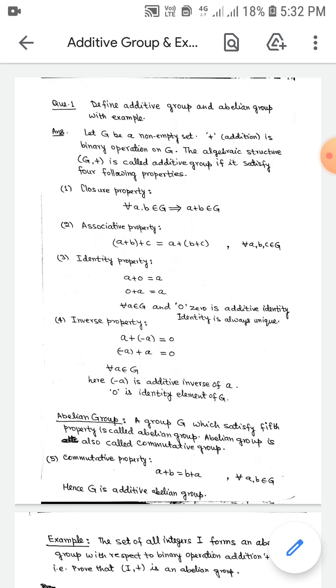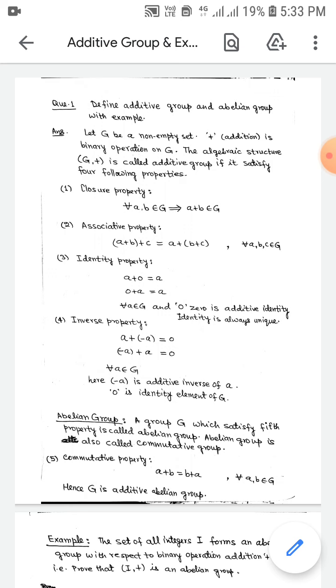Now the third property is identity property. The identity of the additive case is 0 and the identity of the multiplicative case is 1. The identity number is E such that if we add or multiply any number, we get the original number A. So here the identity property in the additive case is A plus 0 equals A, or 0 plus A equals A, where A is any number from G and 0 is called the additive identity of the group or set.